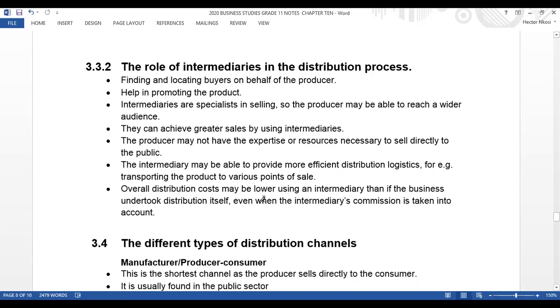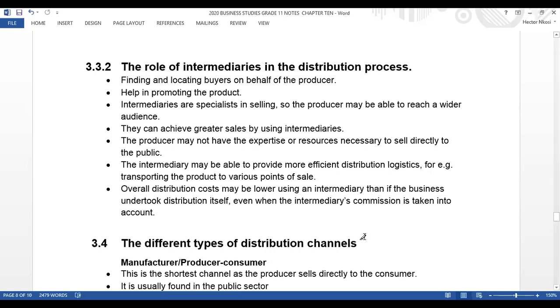And also, even when the intermediary commission is taken, basically, boys and girls, right? So it is very important for you to understand such information and understand where your intermediaries come in and stuff like that. Does it make sense, boys and girls? So please make sure that you do understand all the types of distributions and where they are coming from, right?